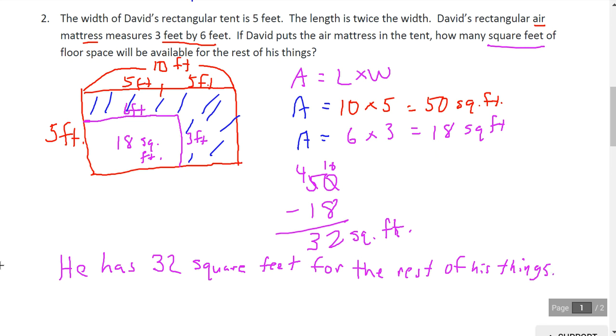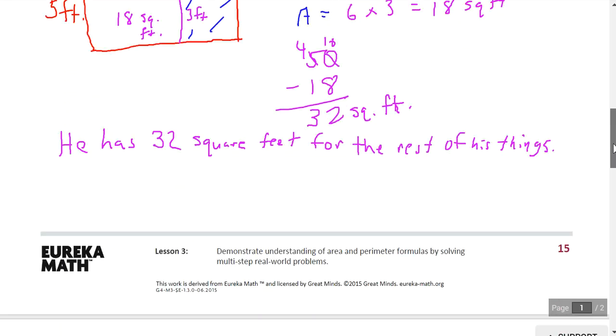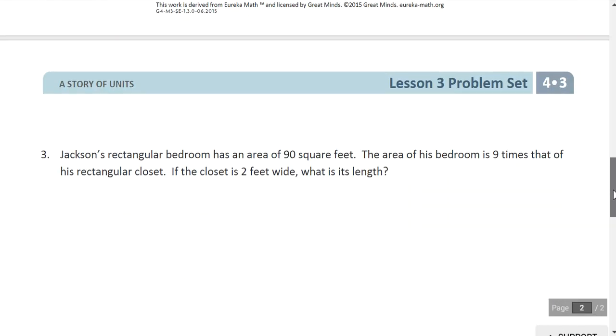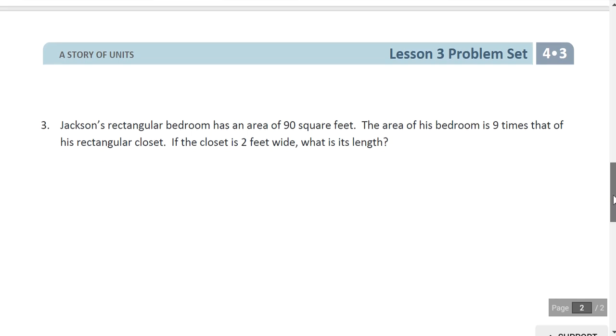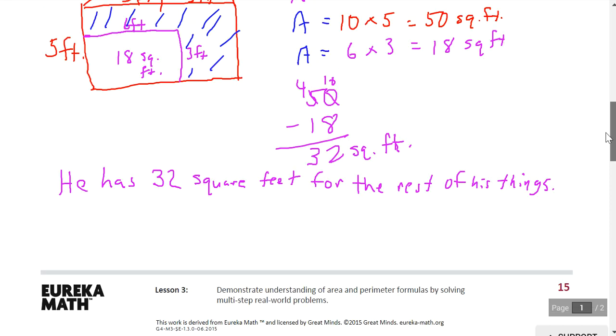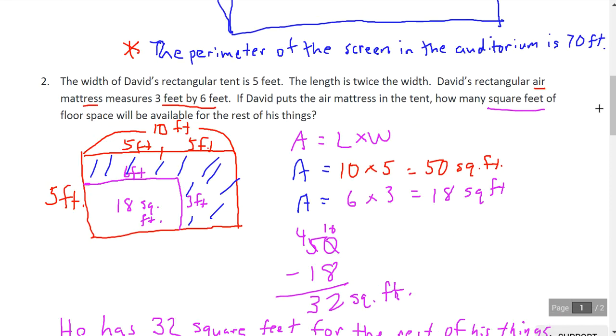There you go, and that does it for number 2. All right, it's a little bit tricky, but if you take your time and think about it, that should do it. And for the next 2, we are going to leave those for another time. So that's it for today.